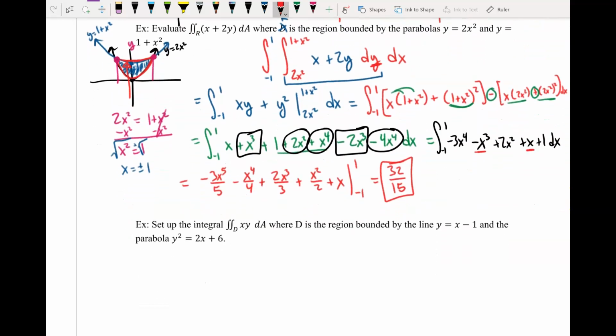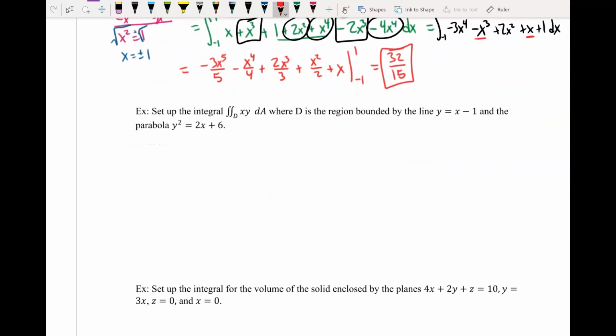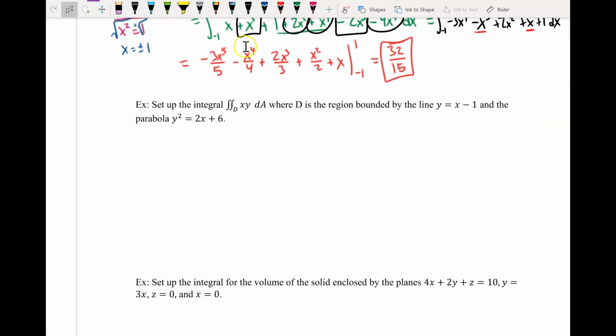So now let's finally do this last problem. Let's go ahead and set up the integral. This is really important. There are going to be some problems where you just have to set it up. That means we don't have to evaluate it, but we do need to put in a whole bunch of other stuff. We want to know what that integral would be when you have y equals x minus 1 and the parabola y squared equals 2x plus 1. So let's just go ahead and quickly graph it.